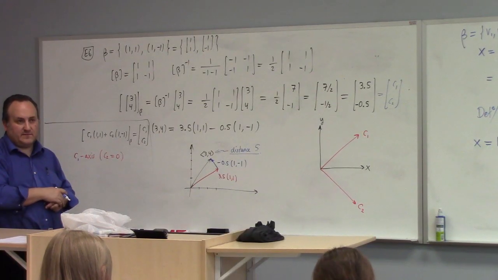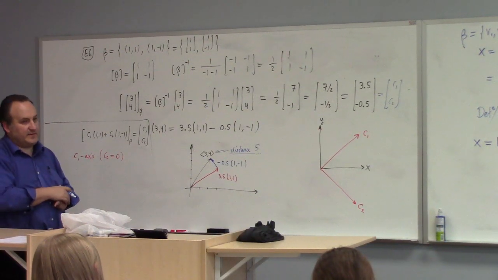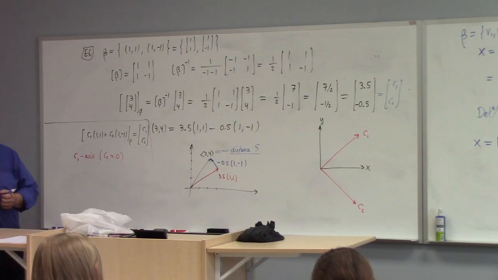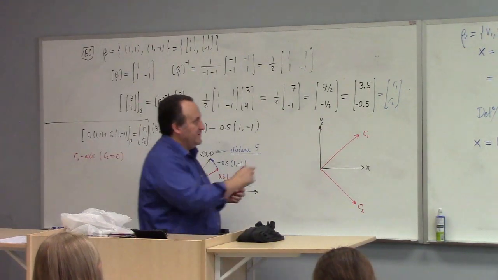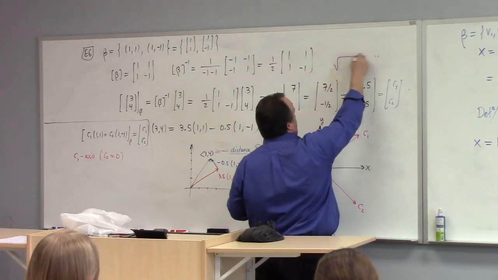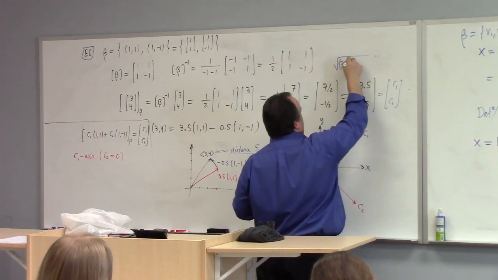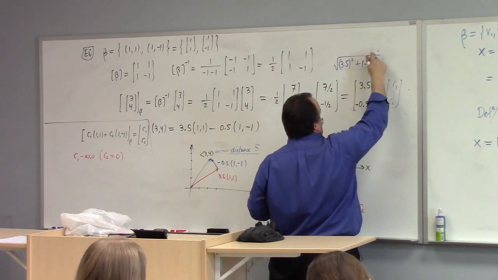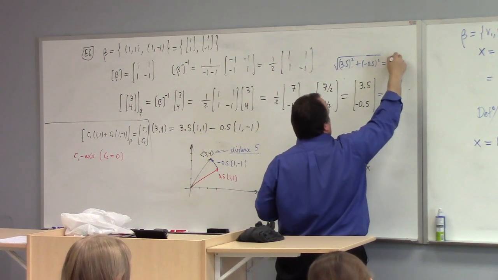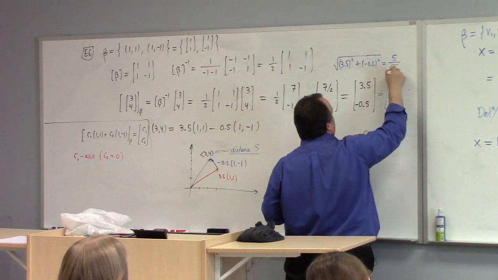You actually don't get 5. You get something less than 5, I think. I don't think I have my calculator on me, but I'm pretty sure you get less. I'm pretty sure that if you calculated the square root of 3.5 squared plus minus 0.5 squared, you'd get, I think, 5 over root 2.